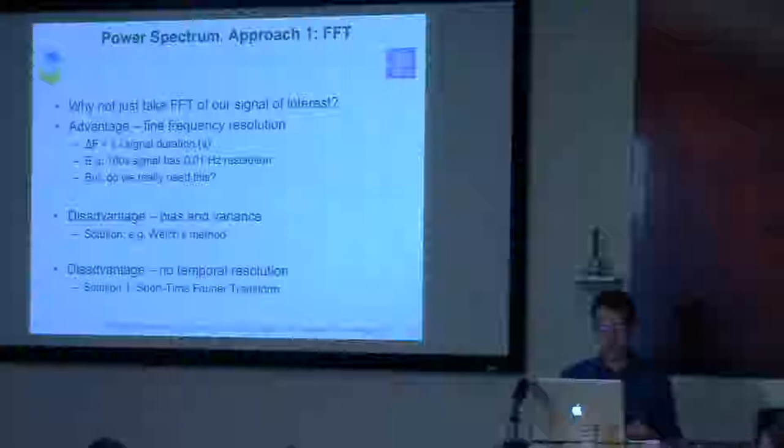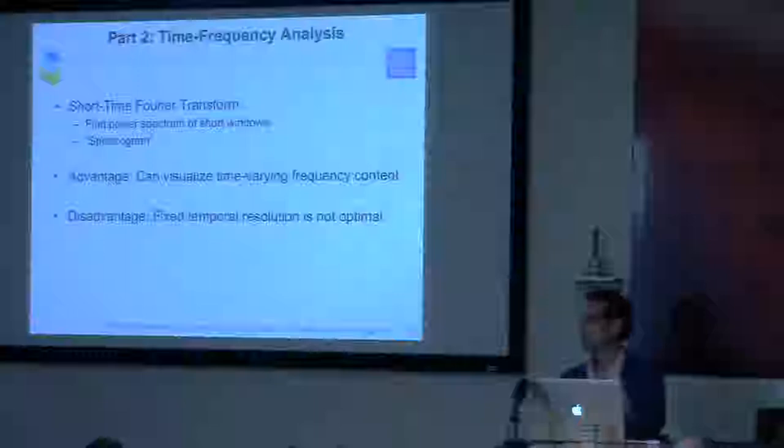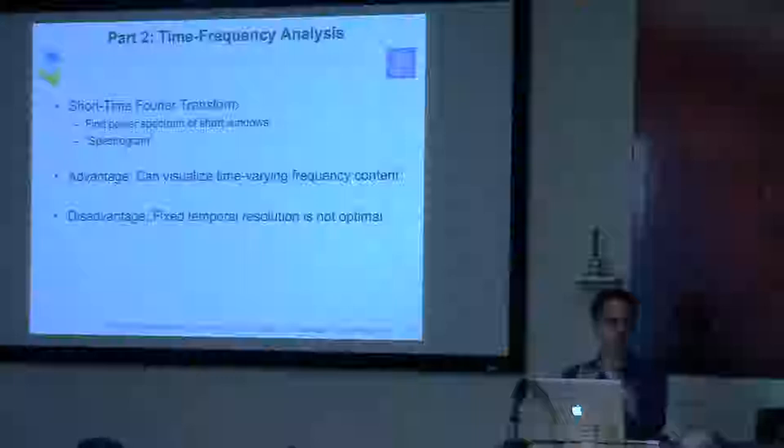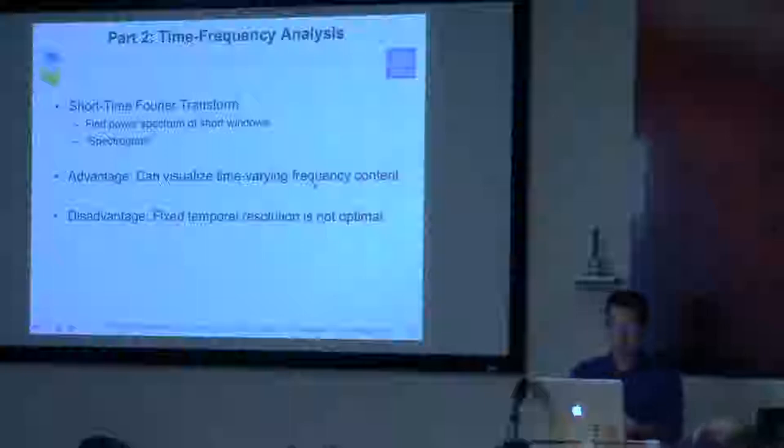But what I really want to talk about is the lack of temporal resolution. So the first solution would be a short-term Fourier transform. Here the idea, again, is to take short windows of signal and do a Fourier transform of each of those windows. You're basically taking a snapshot in time and saying, okay, what's the power spectrum for that window? And then we can slide that window along the signal to visualize time-varying frequency content. We'll get to the disadvantage in a little bit.